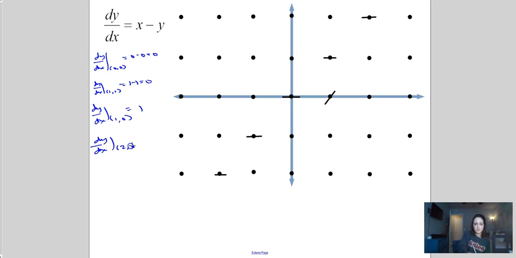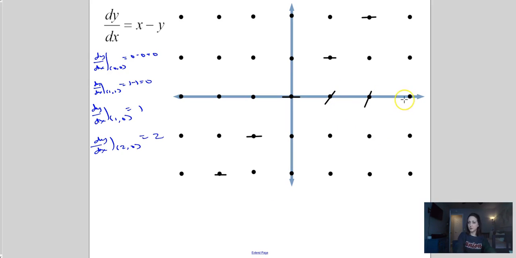Let's find it at 2, 0. So that's going to be 2 minus 0, which is 2. So when I go to draw that, I just need to make sure that it's positive, so increasing, and it should be more steep than this guy. I probably drew that one a little bit too steep.